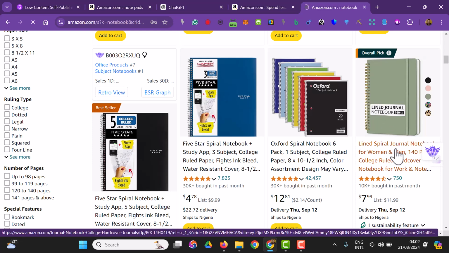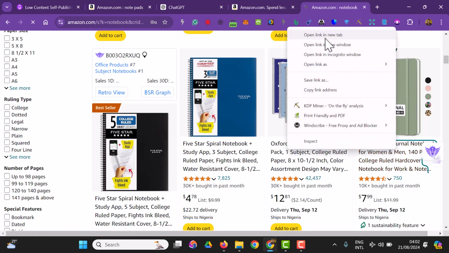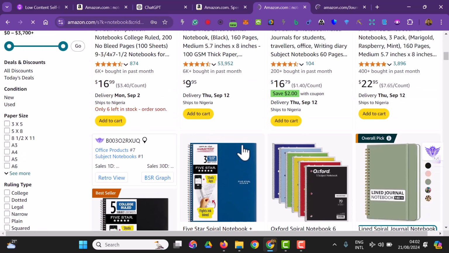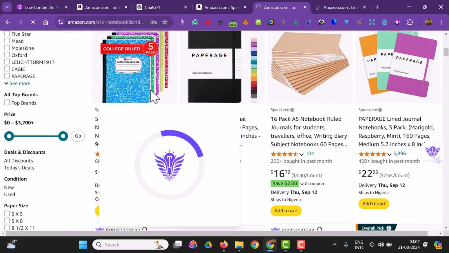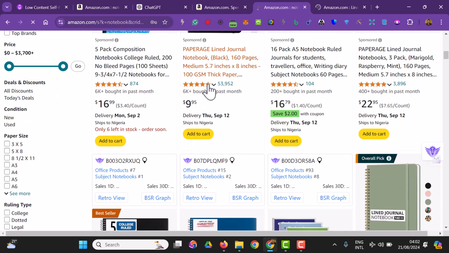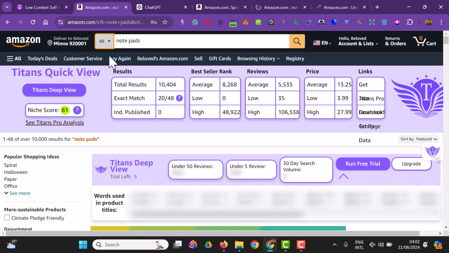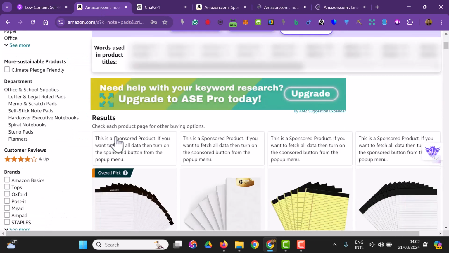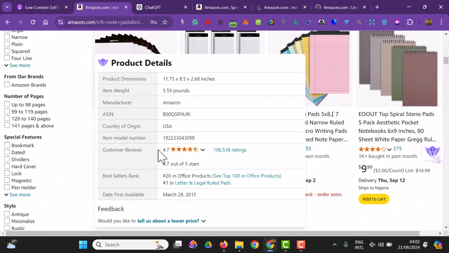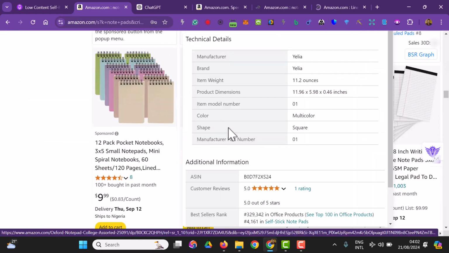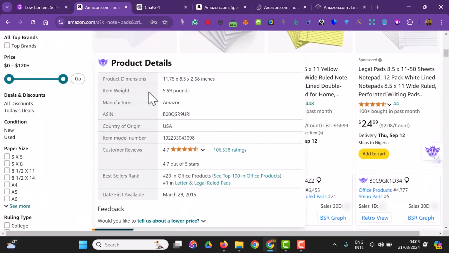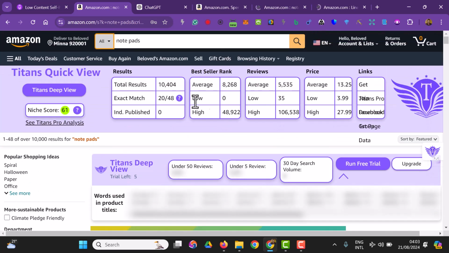Lined journal. Let's open this. Notebook for women and men, and here we have something like this. Looks good as well, and it has a very good niche score. I love this niche score. This is a notepad, so let's look for something that looks like what we are creating right now. Okay, we have a very good niche score here.